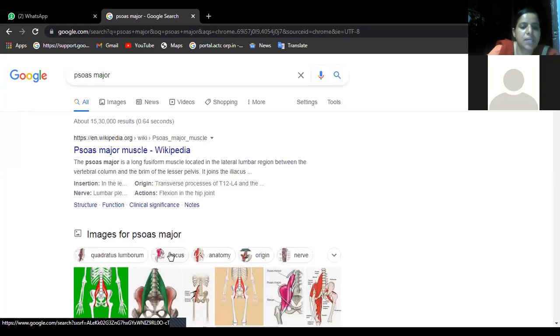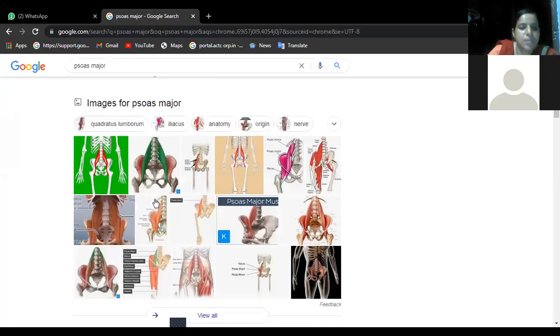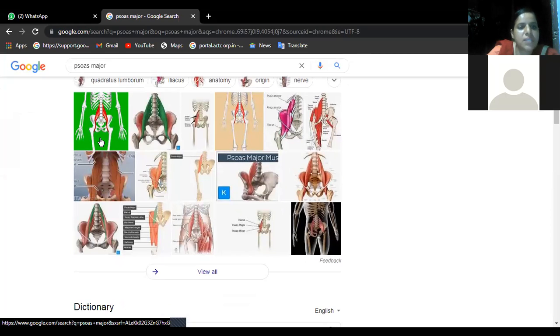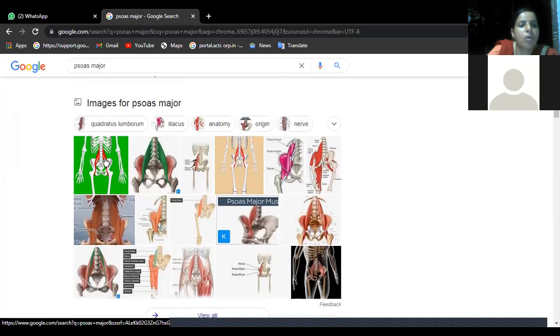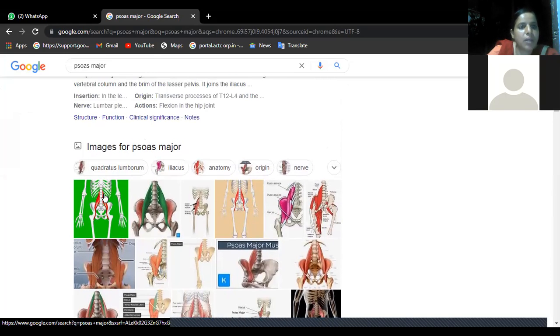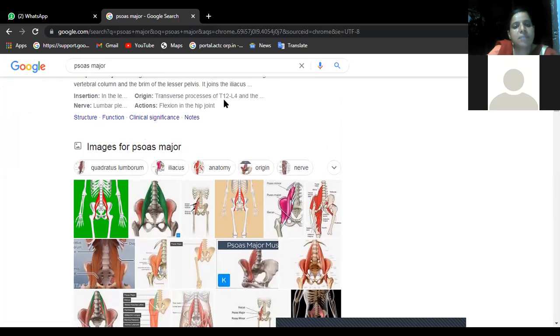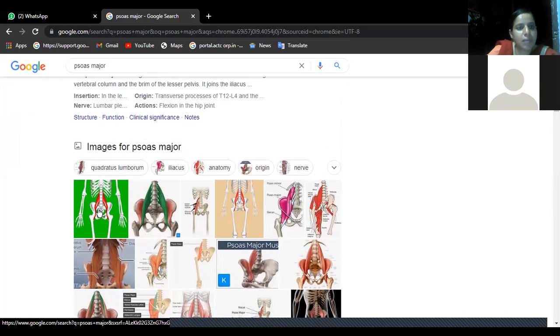Psoas major. Where do we see psoas major? As you can see, this is the muscle we see in the posterior abdominal wall. From the posterior abdominal wall it comes. So from where is it coming? From the transverse processes of T12 to L4. Okay, T12, L1, L2, L3, L4.